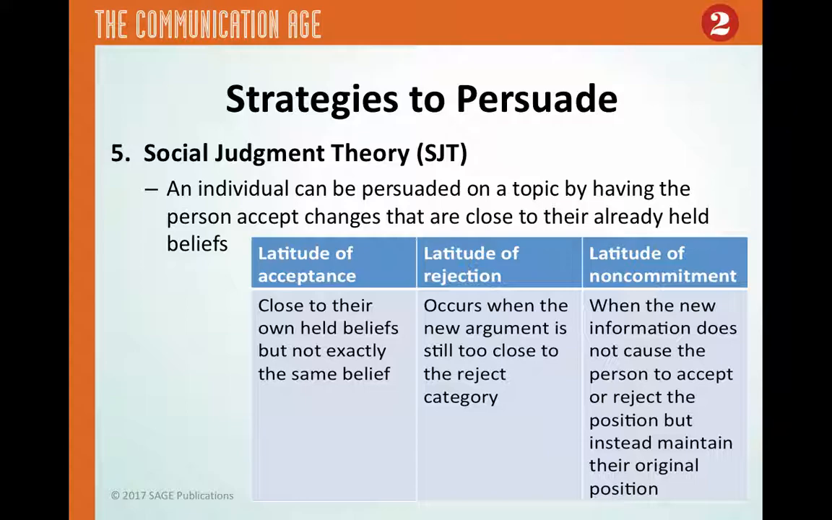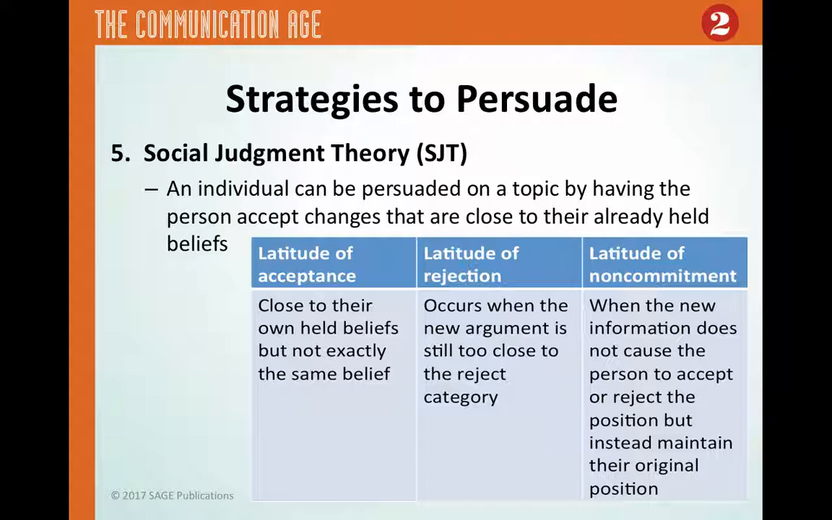And then you're always going to want to consider social judgment theory. And this is the idea that an individual can be persuaded on a topic by having the person accept changes that are close to their already held beliefs. So what you want to do is, in these situations, not so much for this class, but when you ever have to give a presentation or provide information to change people's minds about something, you want to try to understand what their latitude of acceptance is, their latitude of rejection, and if they have a latitude of non-commitment.